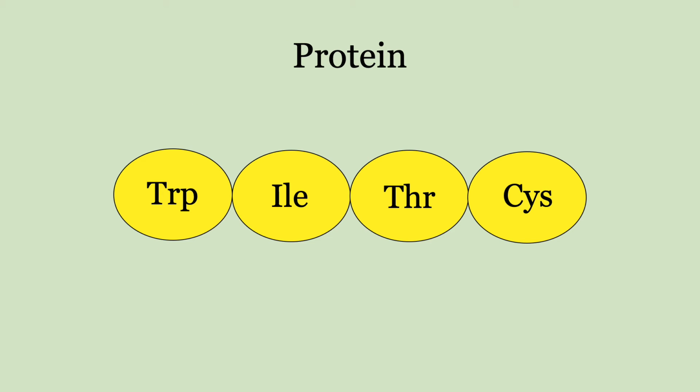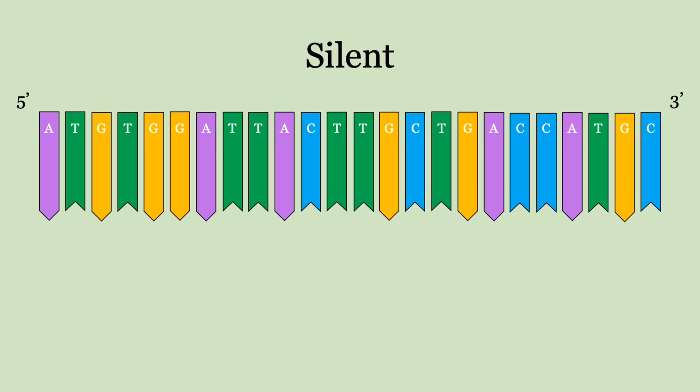Since the stop codon was translated after only 3 amino acids were made, the resulting protein only consists of tryptophan, isoleucine, and threonine. The protein is now missing an amino acid, which may alter its function or cause it to be non-functional. The next mutation that can occur is a silent mutation, which causes the mRNA sequence to code for the same amino acid that it would have if there were no mutations in the original DNA.